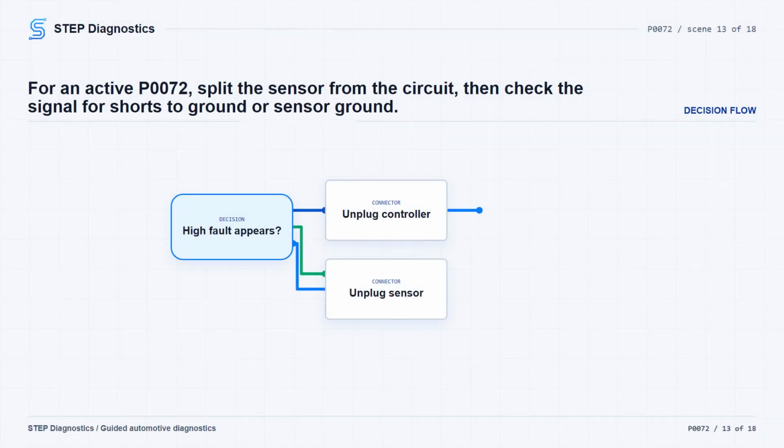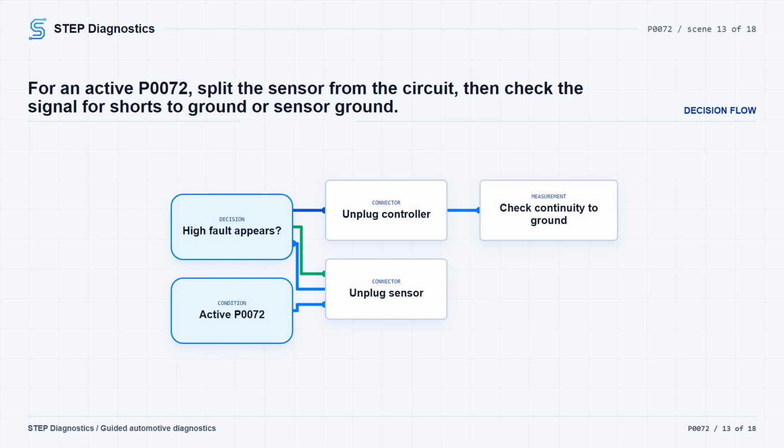For an active circuit low fault, a quick split is to disconnect the temperature sensor harness connector while watching for the high side fault to become active. If that happens, the sensor is the likely cause. If it does not happen, isolate the circuit by disconnecting the controller harness connector. Then check the temperature signal circuit for continuity to chassis ground and to the sensor ground circuit. If continuity is found, repair the signal circuit short to ground or short to the sensor ground circuit.